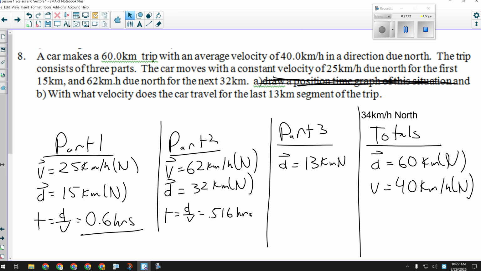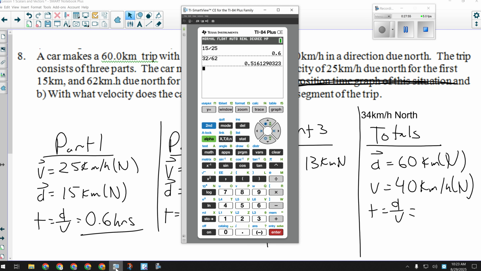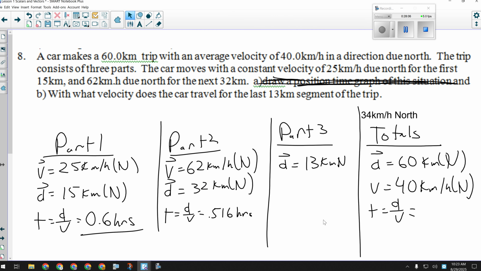I can't do it for part 3 because I don't know everything yet. But I can find out what the total is. Same calculation, D over V. So I'll take my 60 kilometers and my 40 kilometers per hour. 60 kilometers, D over V, divided by 40. So 1.5 hours is the total time. So I know a 3-part trip takes 1.5 hours.